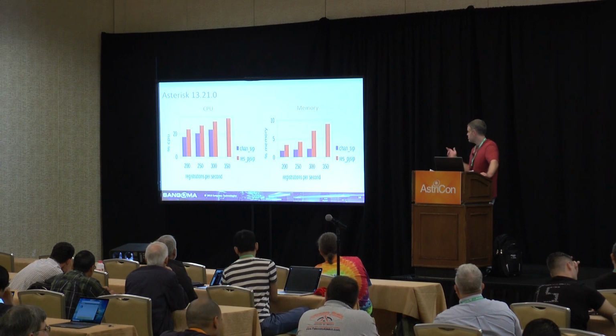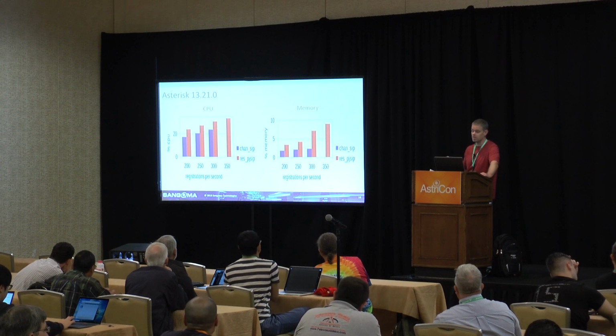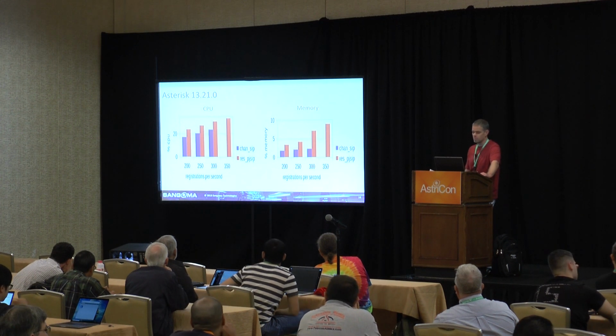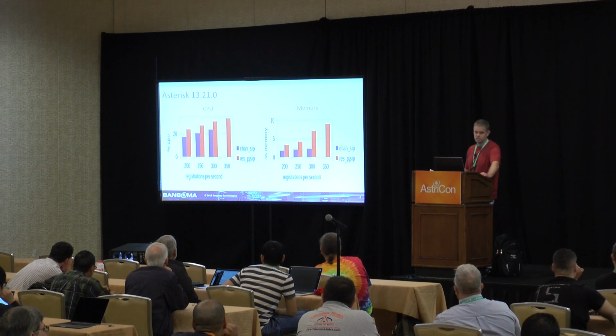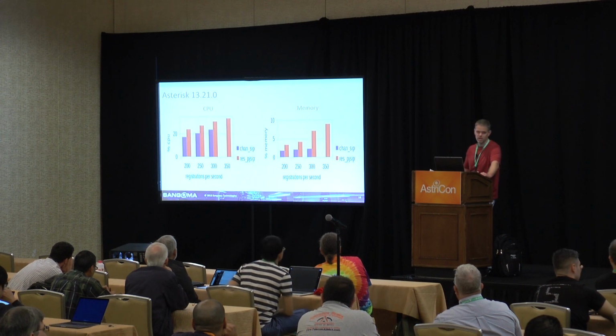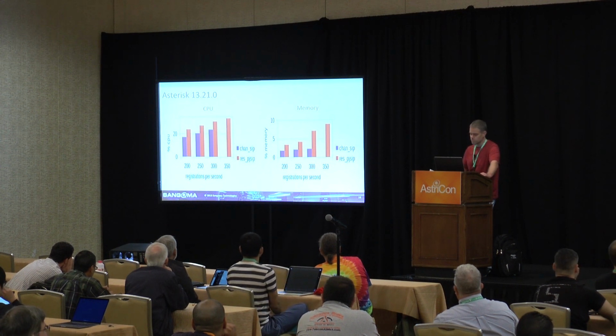So I put also the CPU and the memory up there. We didn't really focus on memory as much, but put it up there because you'll see that some of the patches later on did actually affect memory consumption as well. Quickly, I'll mention at the 300, 350 mark, you don't see any stuff for chan_sip. That's basically because chan_sip stopped. It started having problems with retransmissions at that point, so you couldn't get any more data out of it. But I'll talk more about that in a second.